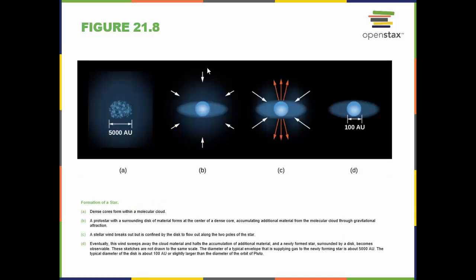So if we look at the formation of a star, first we start with A, and this is a dense core from within a molecular cloud. So we have a cloud that consists of dust and molecules of gas, and we get a core to start up. And this is about 5,000 astronomical units. And don't forget, an astronomical unit is the distance from the sun to the earth, roughly.